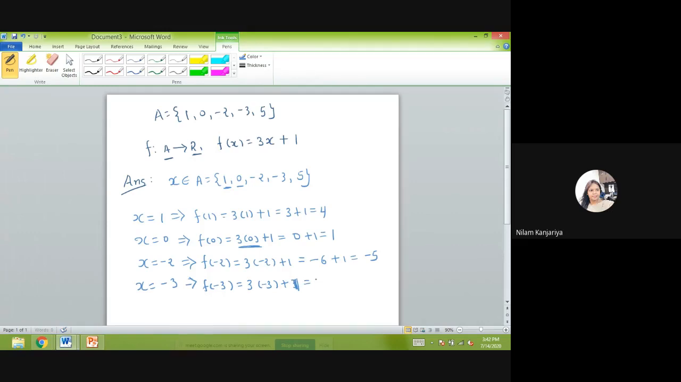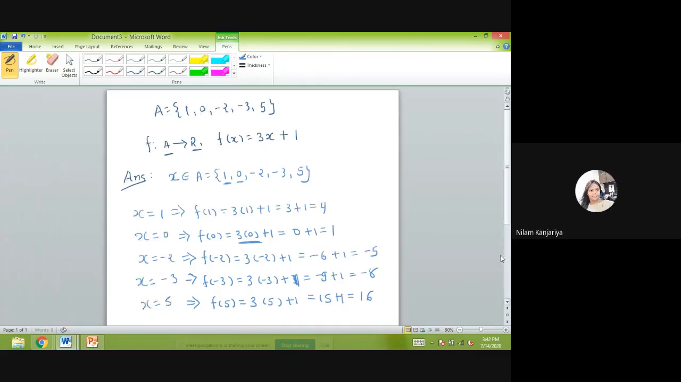So minus 3 into 3, minus 9 plus 1, it's minus 8. And the last x is equal to 5. So f of 5 will be 3 into 5 plus 1, 15 plus 1, 16. Yeah, I've seen the mistake in the order there.